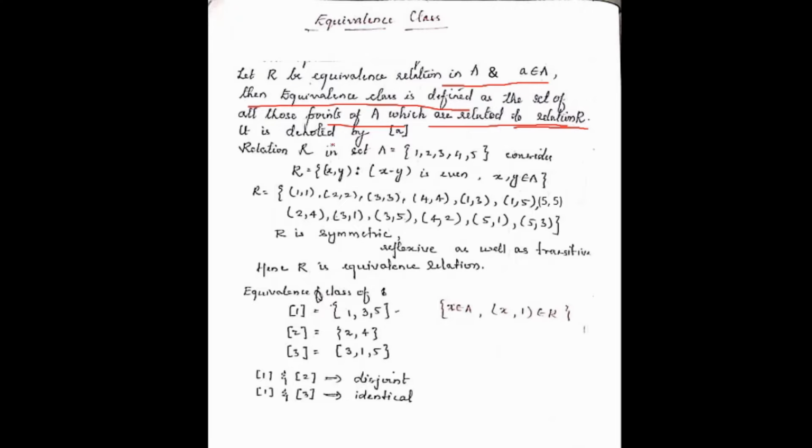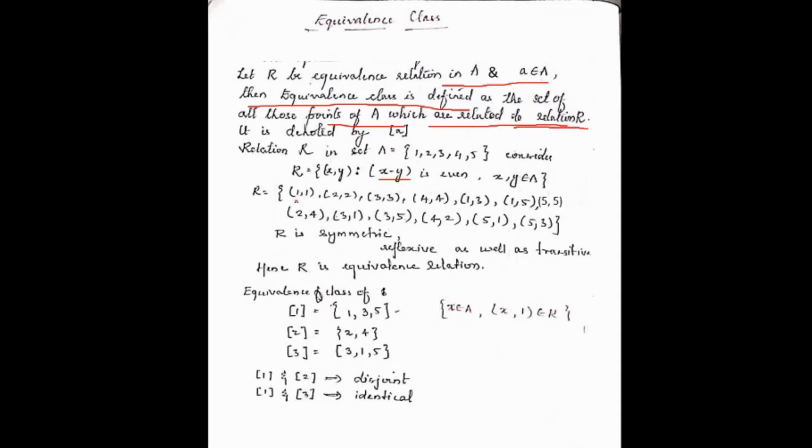So this is clear to everyone. Next, relation R in set A, and the elements are 1, 2, 3, 4. Consider R equal to (x, y) such that x minus y is even, where x, y belong to A. That is, the difference of x and y is even. So we have to find the pairs in such a way that when you find the difference of x and y, it should be even. So all such pairs we have here. You can check at random, check any one. First one we'll check and the last one we'll check.